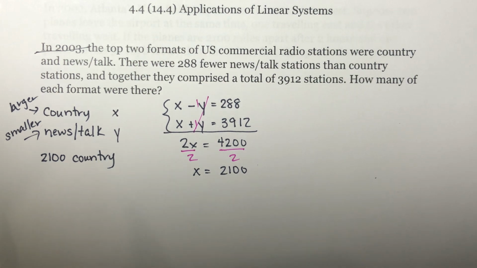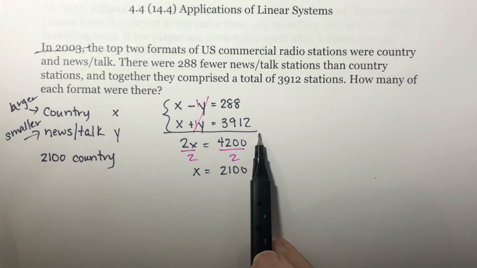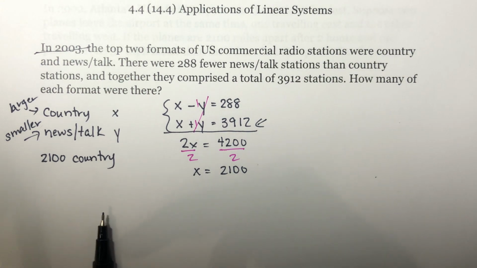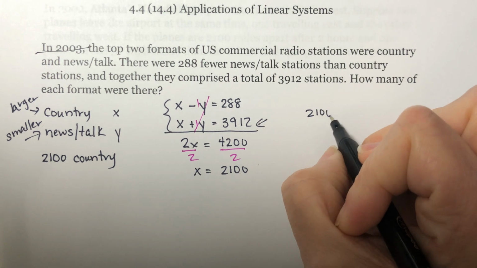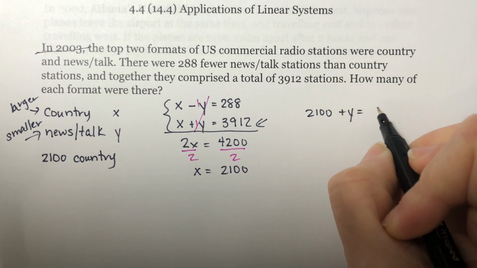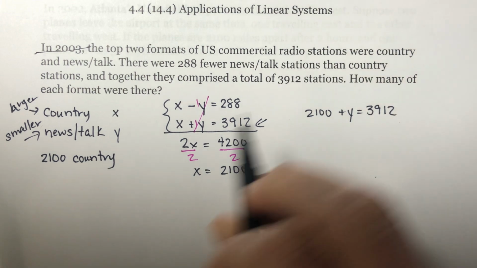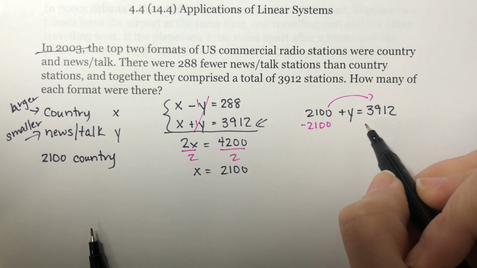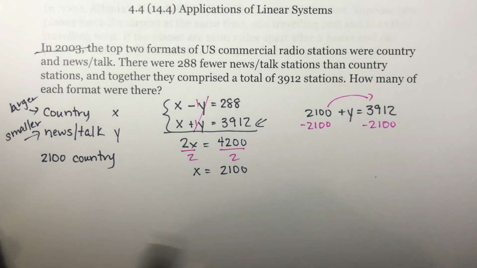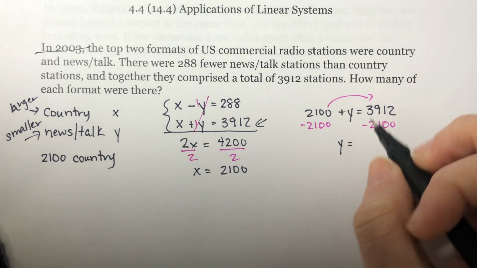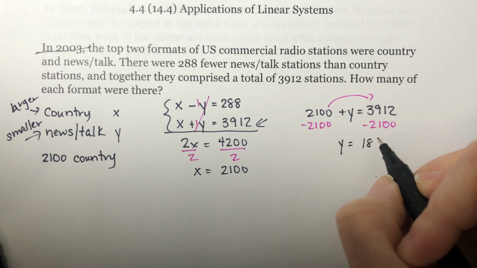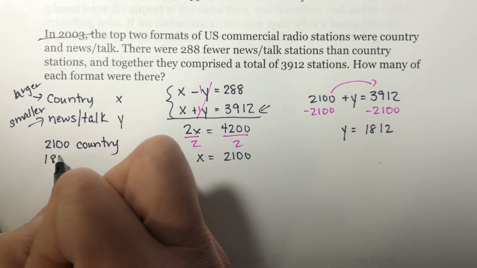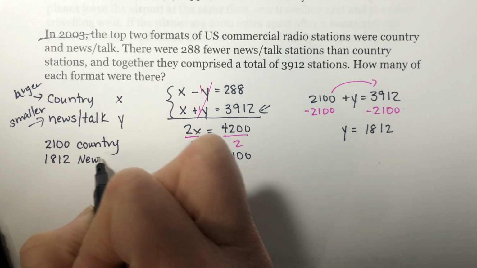Now, just like in 4.3, we're going to take this and substitute it someplace. I'm going to choose to go in here, and that would give me 2,100 plus y is equal to 3,912. I need to move this over to here, subtract 2,100 from both sides, and we get y is equal to 1,812. So therefore, there are 1,812 news talk stations.